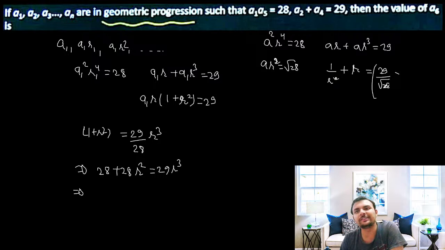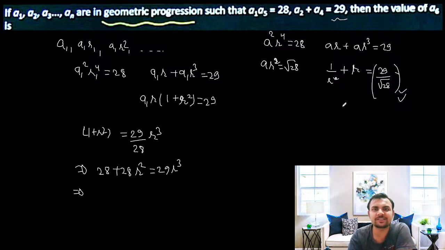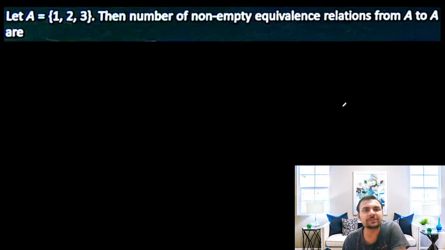I will say that this mathematics has something wrong. This is not 29. I would say this is not 29. There is something mathematically wrong. Otherwise, we'll calculate and find AR and everything. The question has some mistake.